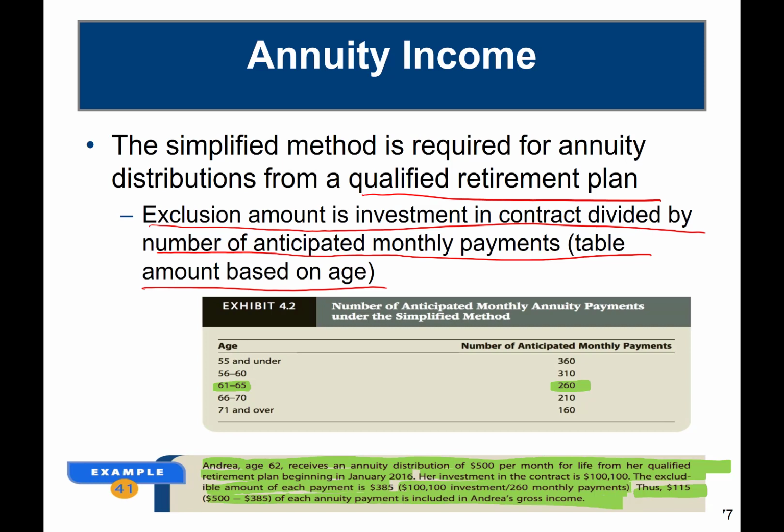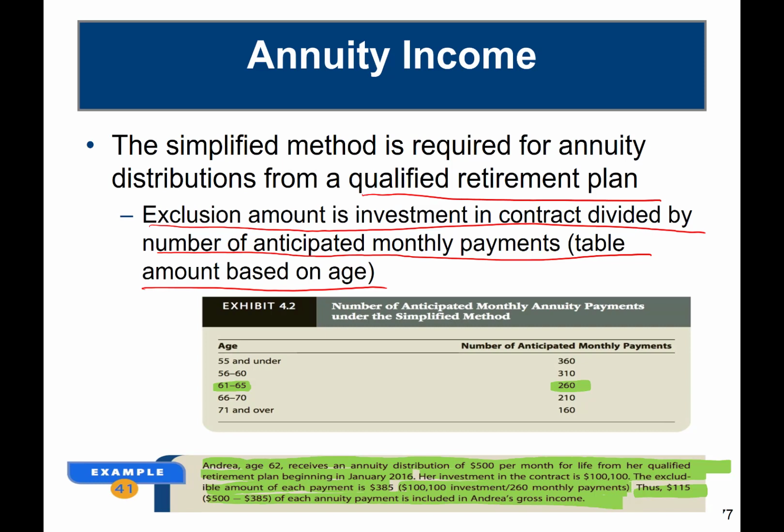Did that math work out? I don't know why that looks weird to me. 100 divided by 260 should be 385, right? That math works out? Somebody got a calculator? Yeah? Okay. This looked a little weird to me.